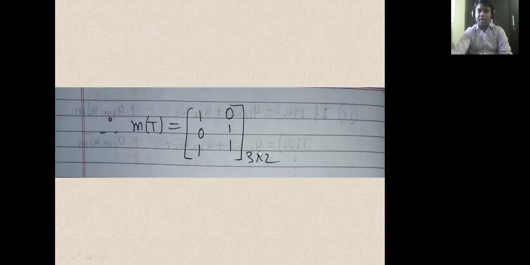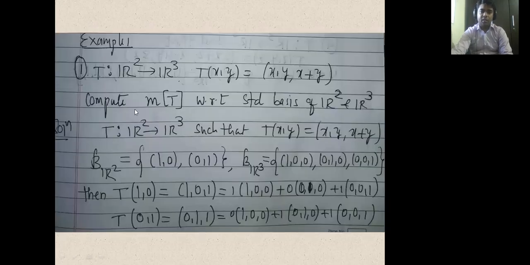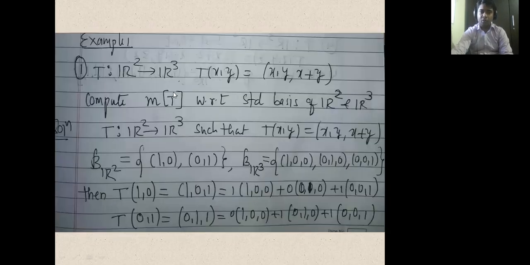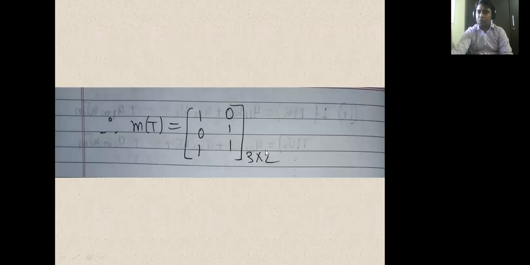The order of this matrix we can also get from the dimension of the codomain cross the dimension of the domain, meaning 3 by 2. It is always like that. Remember, the order of a matrix is the dimension of the codomain cross the dimension of the domain.